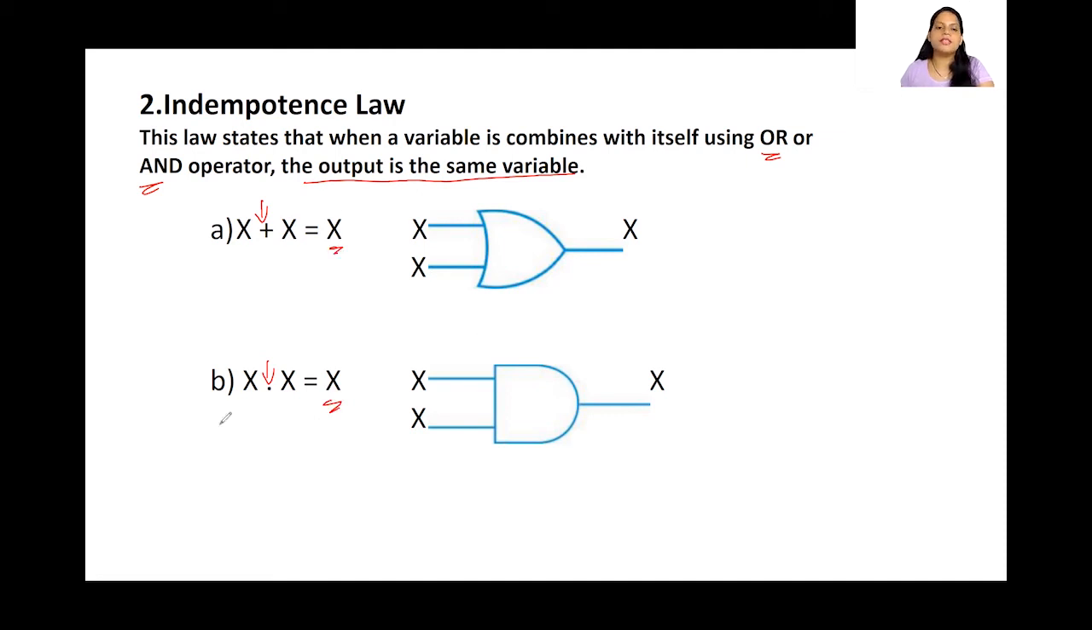I hope the statement is clear. So what we are doing here, we are doing x or x, and we are doing x and x, but we are getting the same values. So that is the rule. This rule states that. So let's prove that. Let's see if it is true.